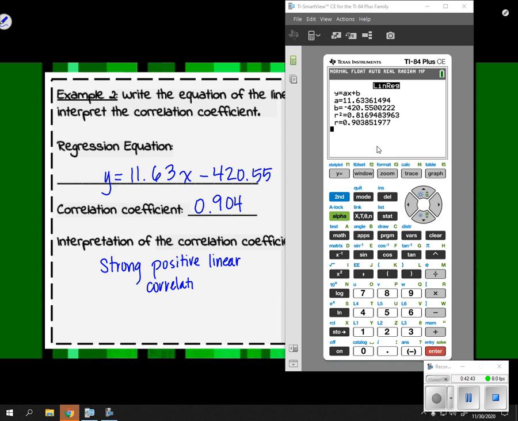Now, if I get really close to 0.5, maybe it's 0.56 or 0.43 or something like that, then I'm going to start saying it's a weak positive. If it's a negative, I'm going to throw that in there instead of positive. So you're learning what kind of things you say, but in this case, and in all your cases that you're going to be writing, you are going to include the words linear and correlation.